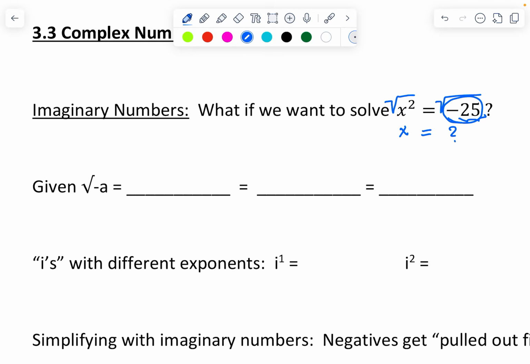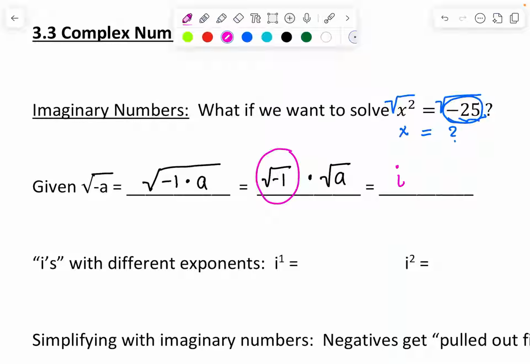So what happens? Well, given the square root of a negative a, that is the same thing as saying the square root of negative 1 times a, which is the same thing as saying the square root of negative 1 times the square root of a. Now, folks, the square root of negative 1, we're going to call that an i. So we get i times the square root of a.